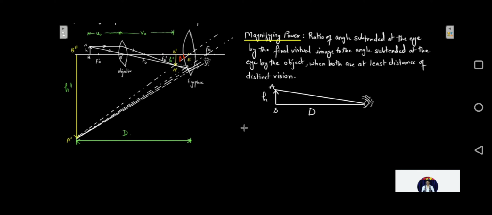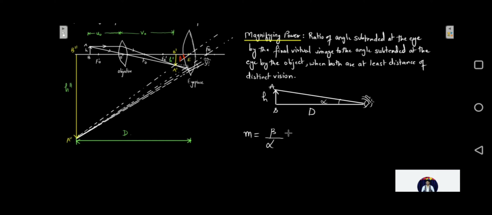Okay, so magnifying power M is going to be equal to beta, that is the angle subtended at the eye by the final virtual image which is formed, divided by the angle subtended at the eye by the object which is kept at the least distance of distinct vision, that is going to be alpha.